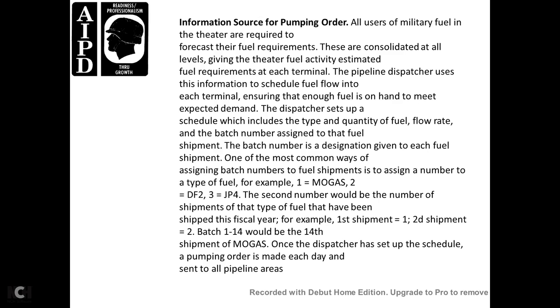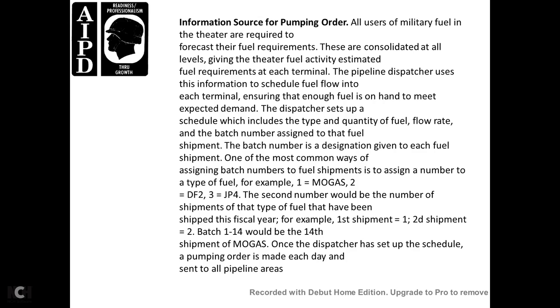Information source of the pumping order. All users of military fuel in the theater are required to forecast their fuel requirements. These are consolidated at all levels, giving the theater fuel activity the estimated fuel requirements at each time. The terminal pipeline dispatcher uses the information to schedule the fuel flow into each terminal, ensuring that enough fuel is in hand to meet the expected demand.